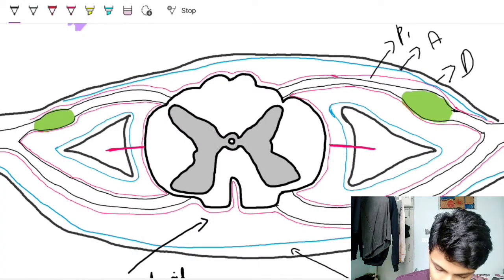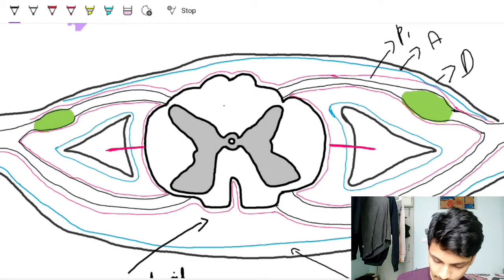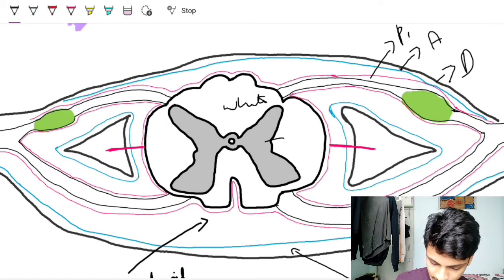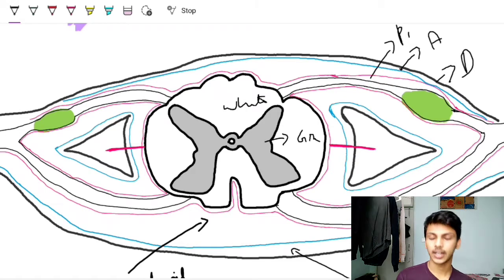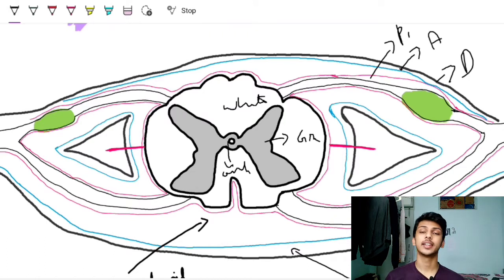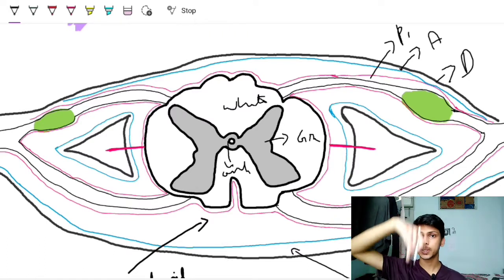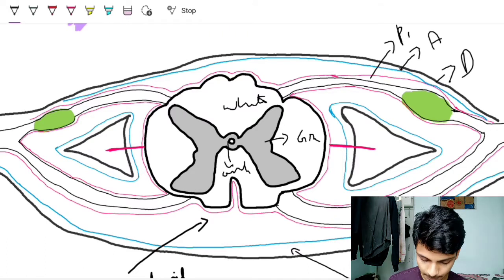And guys, this is the white matter. The one in white is the white matter, and this is the gray matter. This is the central canal. The central canal is basically a hole in the spinal cord. It is continuous with the ventricles of the brain, from which the cerebrospinal fluid flows into it.